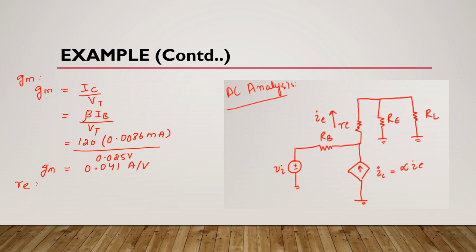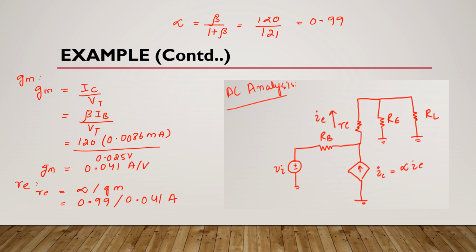Now we will find Re. We know that Re is equal to alpha divided by transconductance. Here we don't know the value of alpha, but we know that alpha is equal to beta divided by 1 plus beta. Here beta is 120 and 1 plus beta will be 121, so it will give you 0.99. Now we put this value here. We know that transconductance is 0.041 amperes per volt. It means here Re is equal to 24.146 ohms.